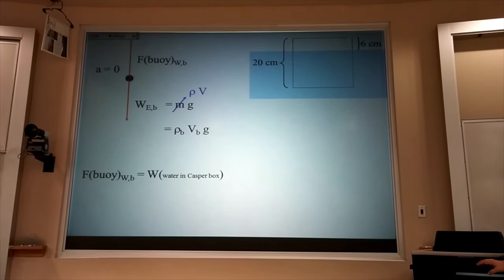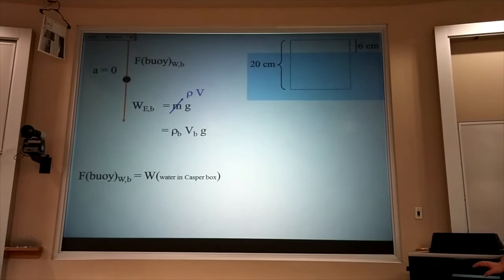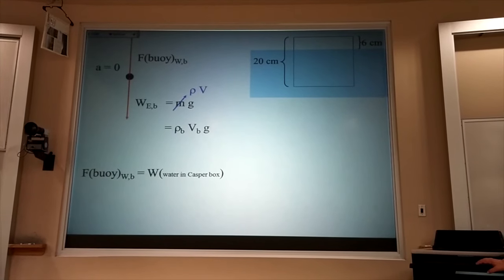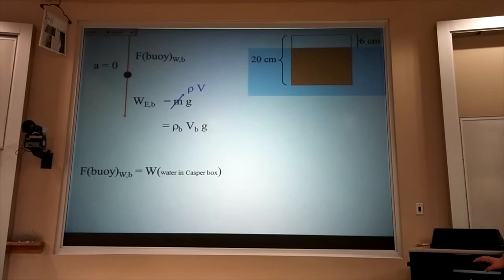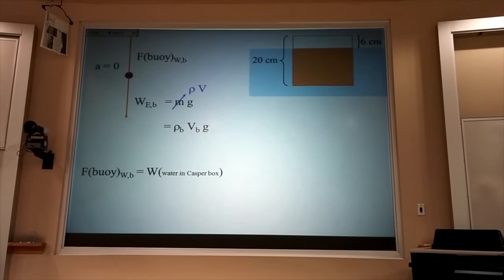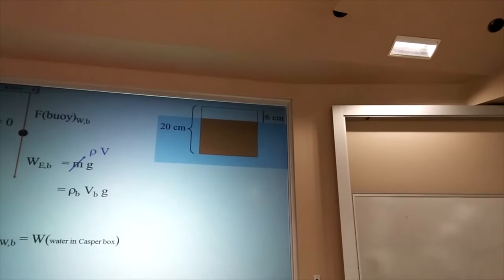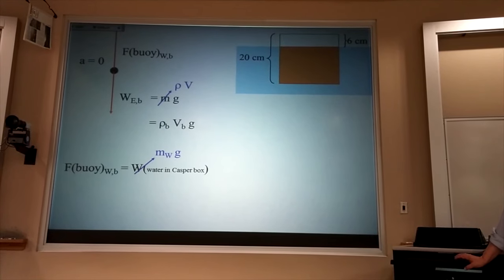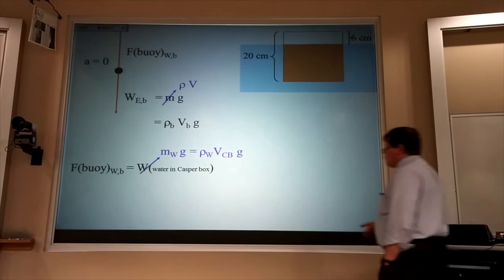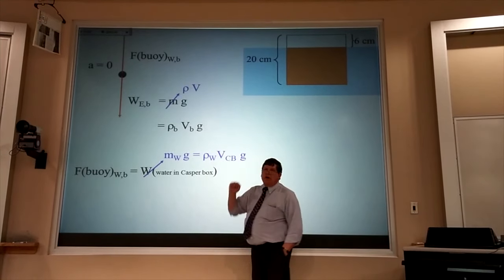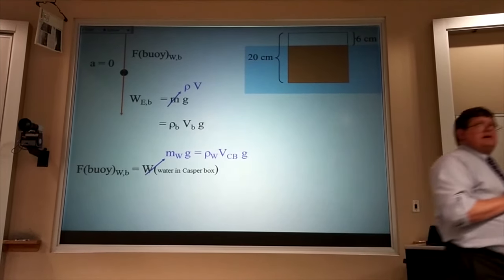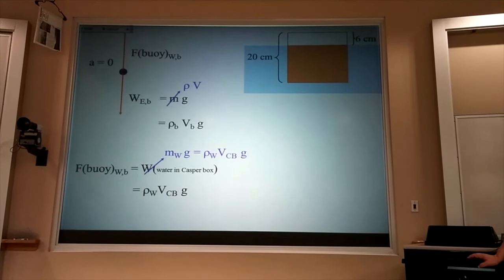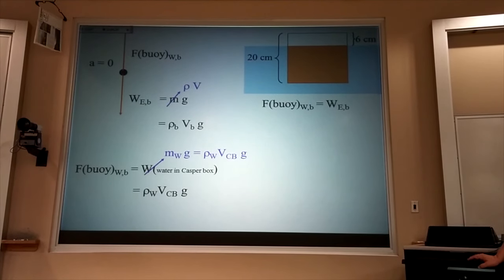Now, the buoyant force, on the other hand, is equal to the weight of the fluid in the Casper box. Well, what's the Casper box? Well, the whole block's not displacing water, just that part, okay? The part that's submerged, and that's the Casper box. Now, the weight of that water is the mass of the water times g, and the mass of the water is equal to the density of the water times the volume of the water that's been displaced, the volume of the Casper box.